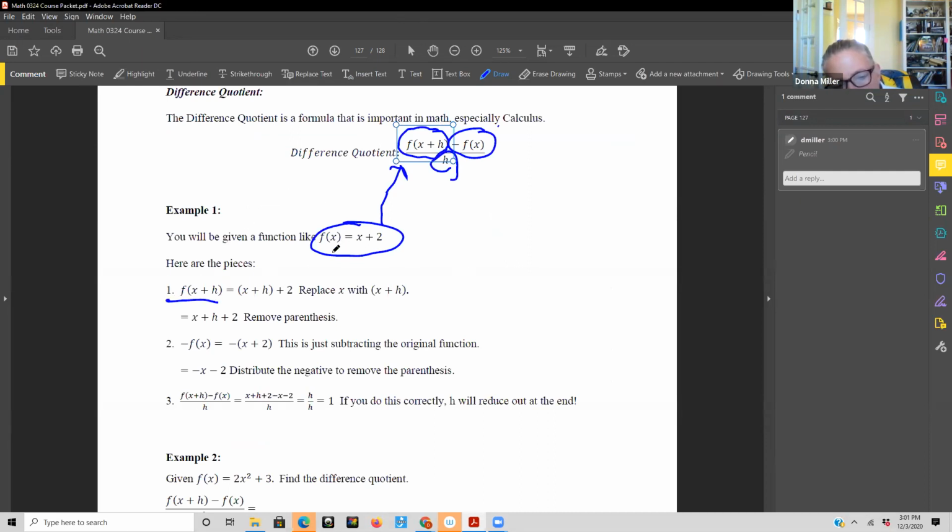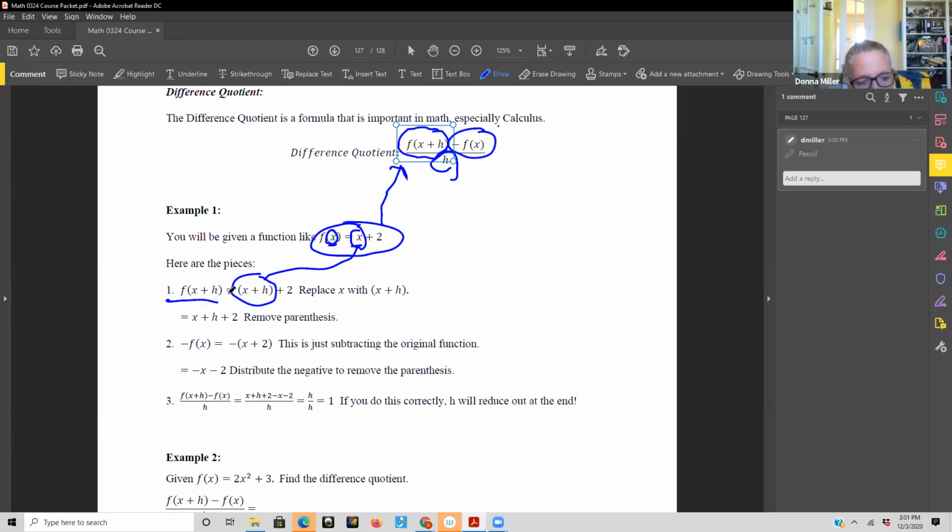So what that means is everywhere I see an x, I'm going to replace it with x plus h in parentheses. All right. And that would be f of x plus h. So instead of x, it's x plus h plus 2. I cut the x out and I replaced it with x plus h. It's really what you're doing.